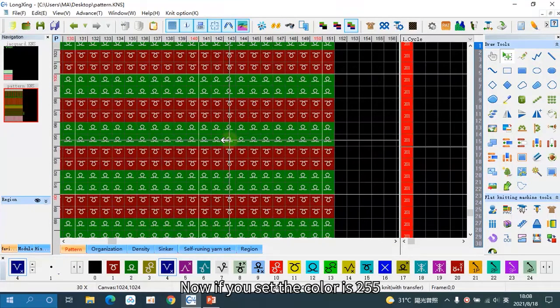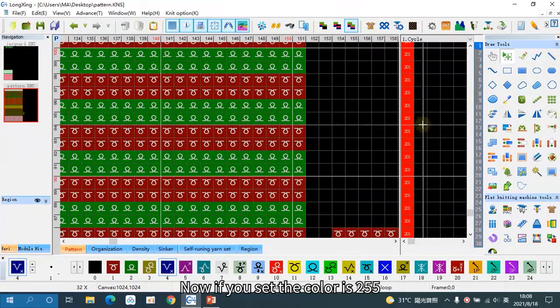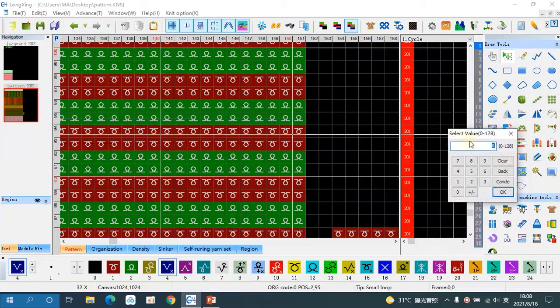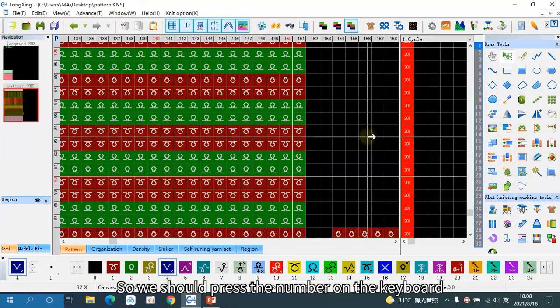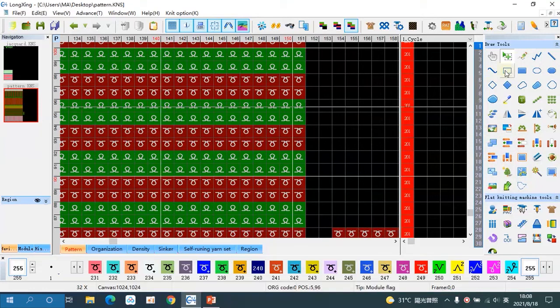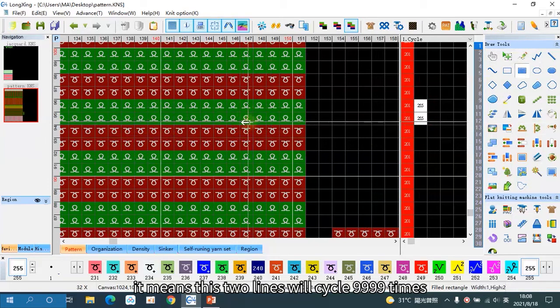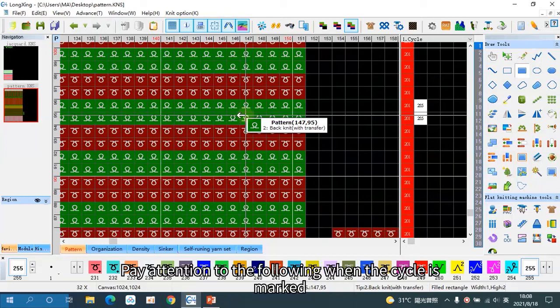Now if you set the color to 255, right click like we set circle 1. In there you can see we can only input the number 0 to 128, so we should press the number on the keyboard. Like we fill these 2 lines. It means these 2 lines will circle 9,999 times.